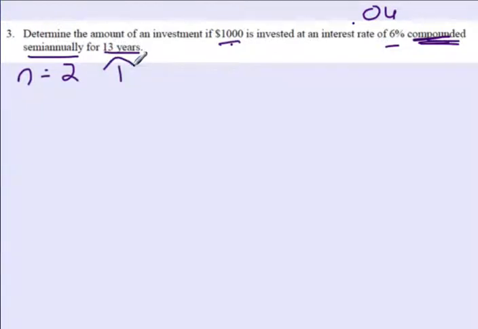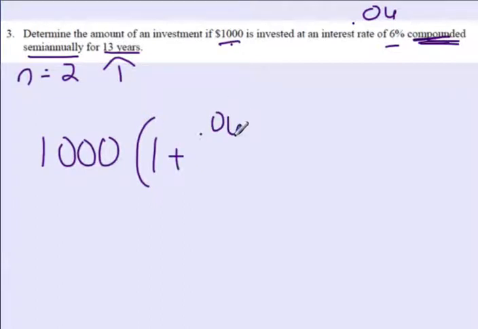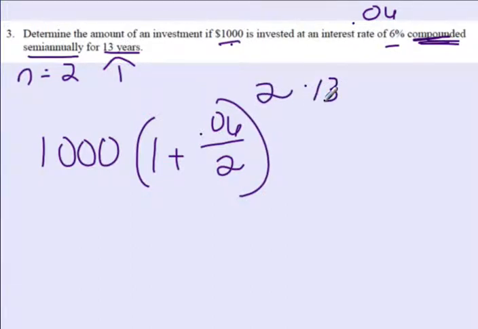Okay, so let's go ahead and plug this in. So for the compound interest formula, we have our starting value. And then we're going to do 1 plus our rate, which is 0.06, divided by the number of times per year. Well, since it's semi-annually, it's going to be 2 times per year. Now, that's going to be raised to the number of times per year, which we decided was 2, times the number of years, which we're using 13. So remember that on these, you need to take the extra step of multiplying out the exponent.